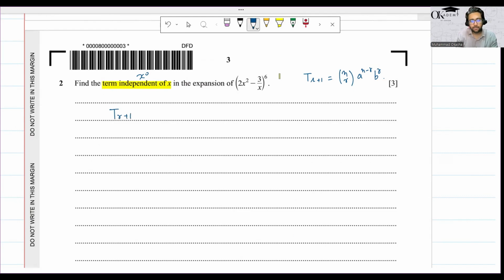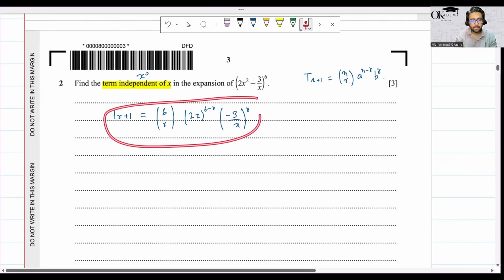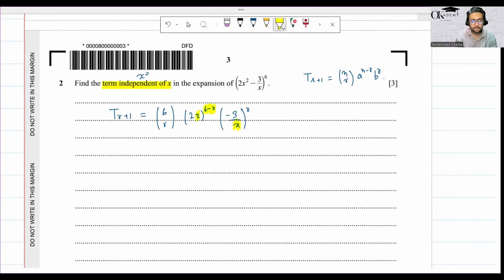T r plus 1 equals, I don't know the value of r. Okay, so I'll just simply put whatever I have. 6 is going to be the n because that's the index. So 6 C r, and a is 2x squared. I'm going to put 6 minus r on top of it. And negative 3 over x is the next term, and that is going to be to the power of r, right? Now, I'm not interested in solving the entire thing. What I am interested in is just this, this, and its power.